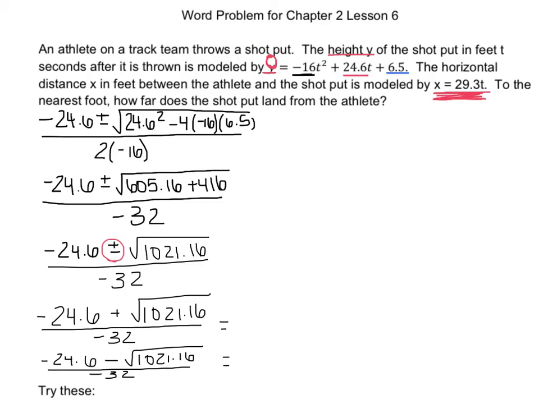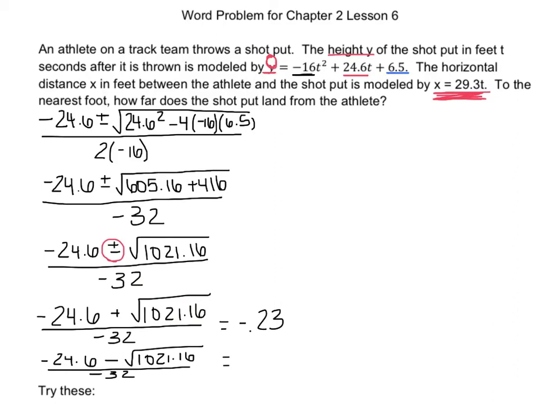To solve that, type in your calculator negative 24.6 plus second square root 1021.16. Close your parentheses, press enter. Then press divided by negative 32. Press enter. Should have gotten negative 0.23. It's actually a very long decimal, but we'll round it to negative 0.23. Then do the same thing for the second one.